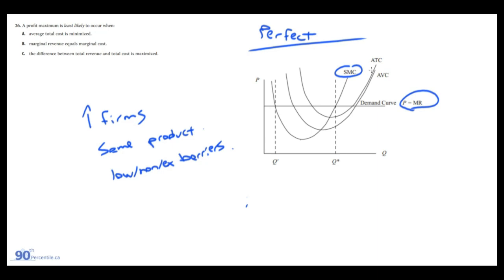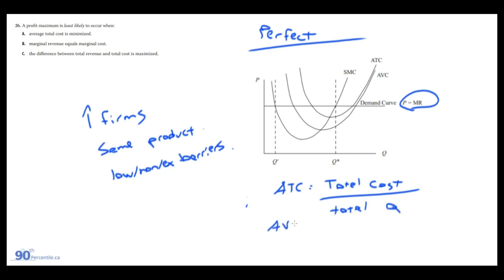Here we have the short run marginal cost curve, the average total cost curve, and the average variable cost curve. So average total cost, of course, is just going to be your total cost over your total quantity produced, and then average variable cost is the same thing, just with the variable cost on top.